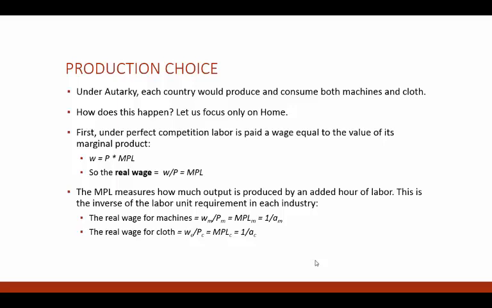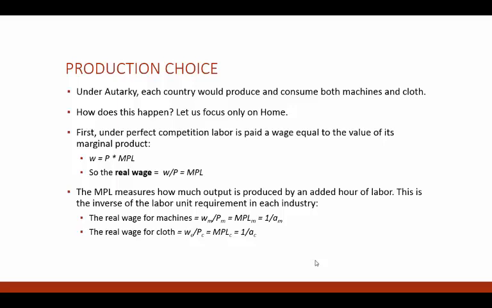Our next task is to determine the production choice in both countries under autarky. I'll focus on home alone, but the same argument holds for foreign, which would simply be the same solutions but with asterisks included. So first, under perfect competition, let's note that labor will be paid a wage equal to the value of its marginal product, which is given by the unit price of the good P multiplied by the marginal product of labor, the MPL.